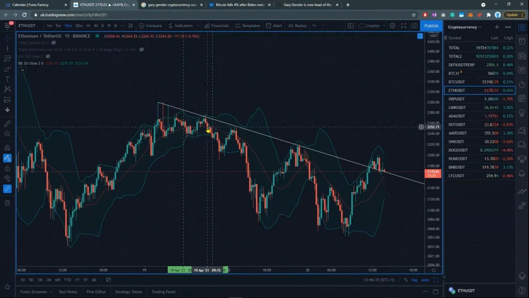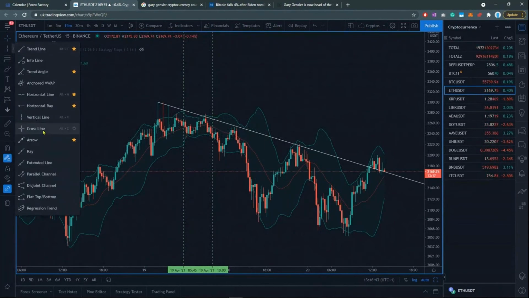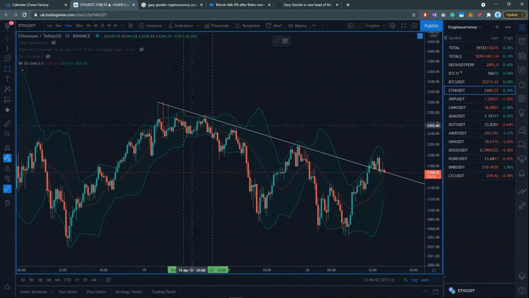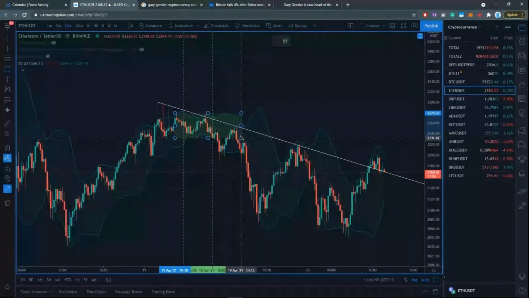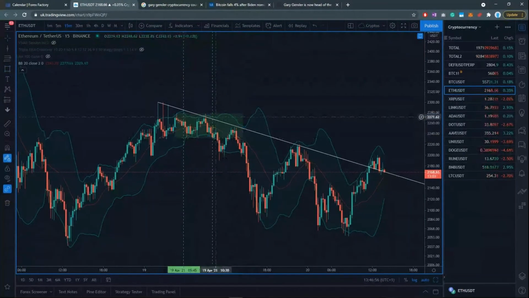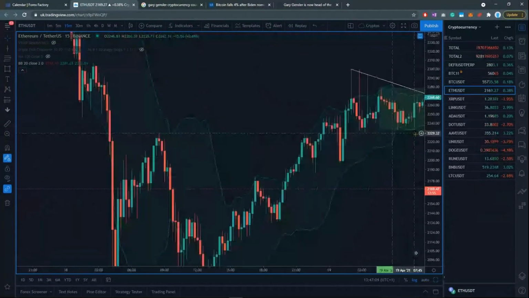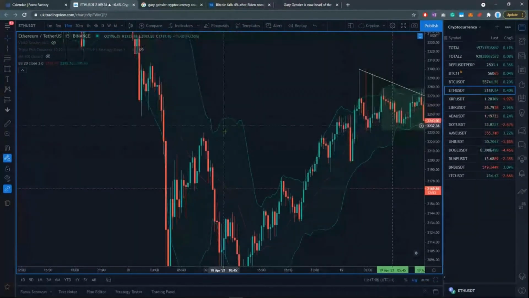And for the breakout, maybe let's apply a little box. Where are some of the drawing tools here? Okay, here we are. Looking at this narrow phase, let's say from this high here, you've got that high, and you've got this region here. This is the box. Let me make this much larger. We've got the most recent high, another high there. This is the low. This is the box.